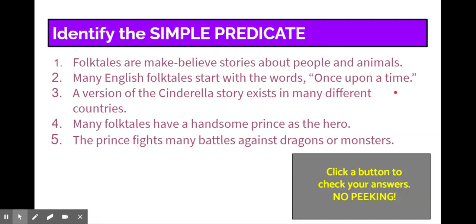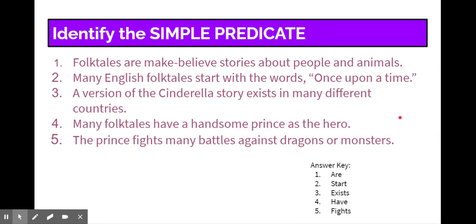All right, let's go through your answers. Click to reveal. All right, here's where you're going to see that first weird word where you're like, what? Miss B, that makes no sense. But it does. It's a linking verb. Folk tales are make-believe stories about people and animals. What are folk tales? They are something. That's a linking verb, a simple predicate.